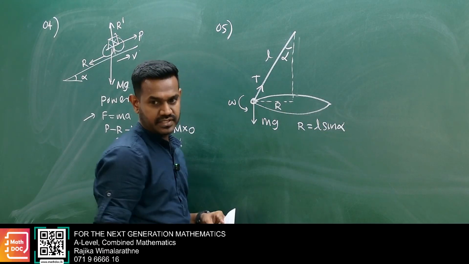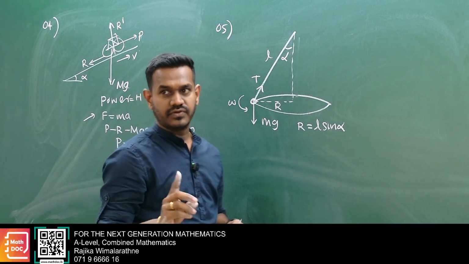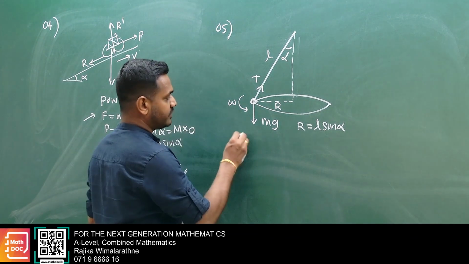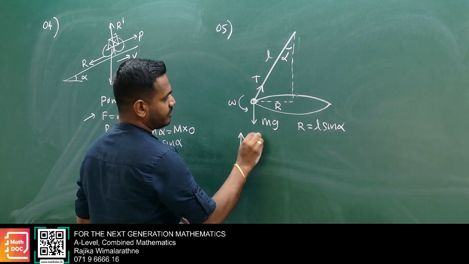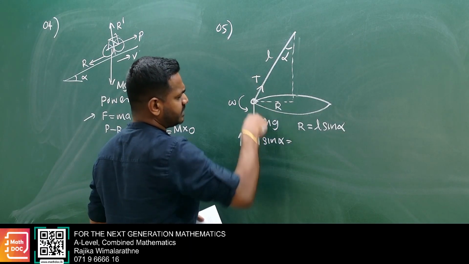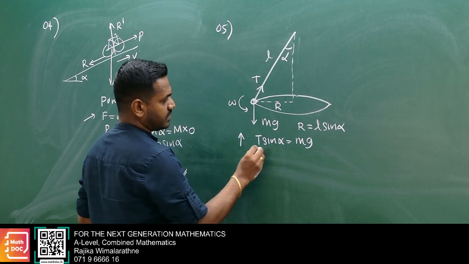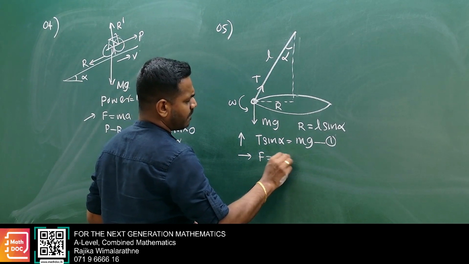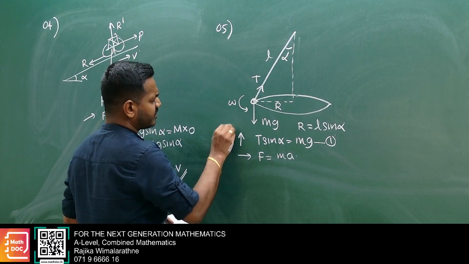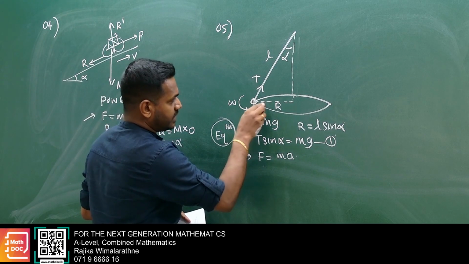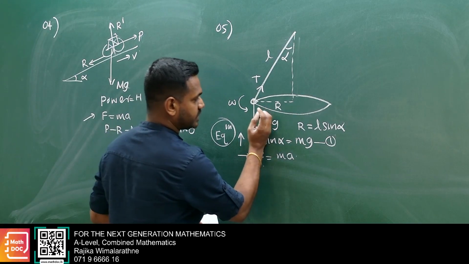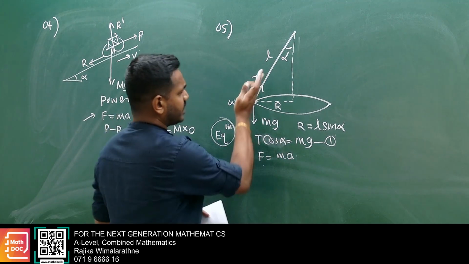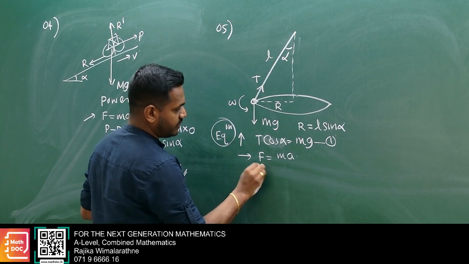For horizontal circular motion, you need to only consider vertical equilibrium and towards the center F equals ma. Then let's consider vertical equilibrium: T sin alpha equals mg. T sin alpha equals mg, first one. Then towards center F equals ma. Then T cos alpha, here T cos alpha.